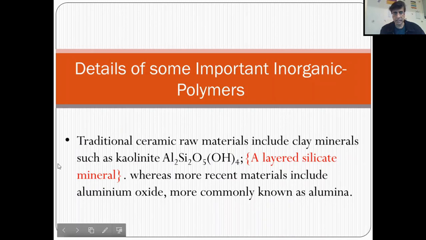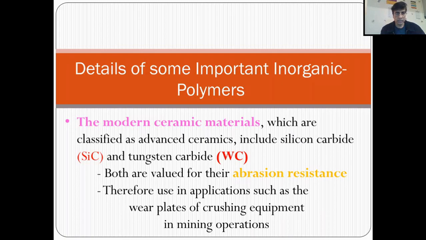Usually traditionally ceramics are prepared from clay material, and nowadays we include aluminum oxide, which is also called alumina. And this is the modern ceramic material, classified as advanced ceramics because it includes silicon carbide or tungsten carbide. These are the two materials we mix with the material mentioned in the previous slide, and then the ceramics are produced, and these ceramics are very good for abrasion resistance.